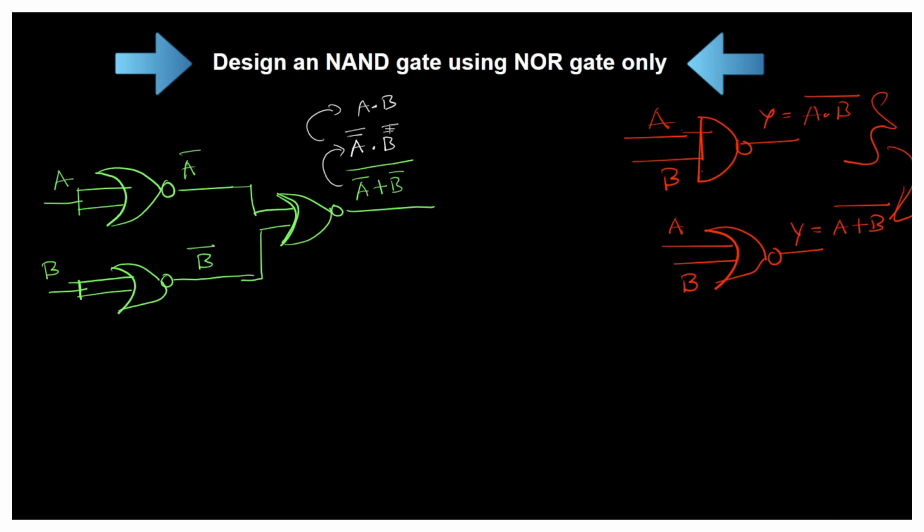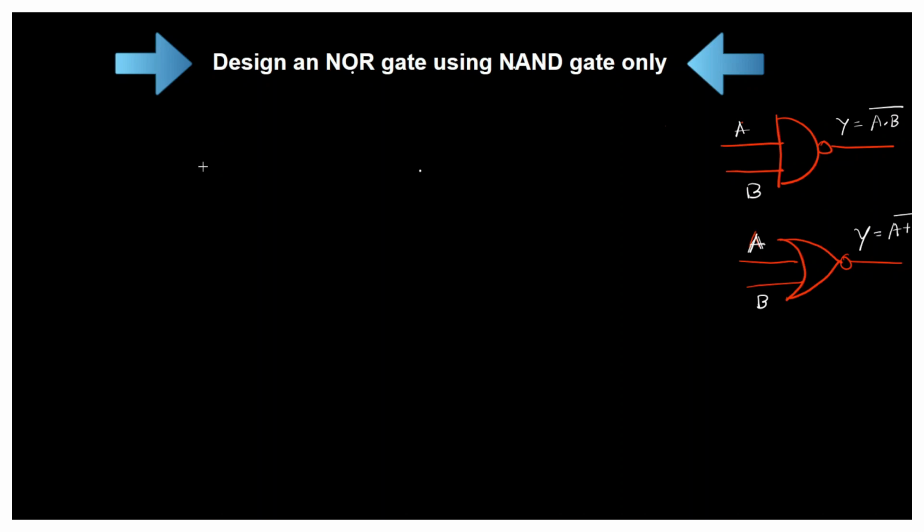Next, we need to take another NOR gate like this, connect the two inputs, and as a result, this gate will ultimately give you (A dot B) whole complement. So this is how we can design a NAND gate using NOR gate, because we know this is the expression of a NAND gate.